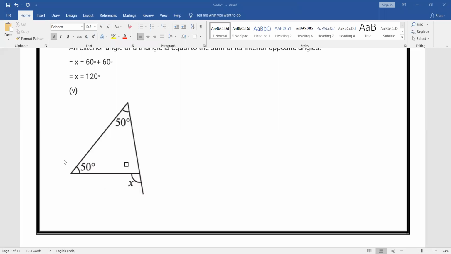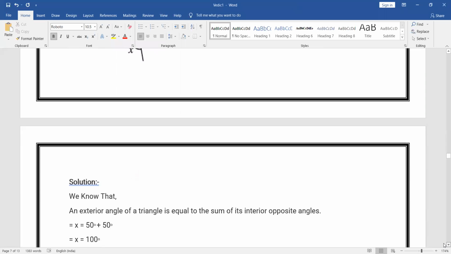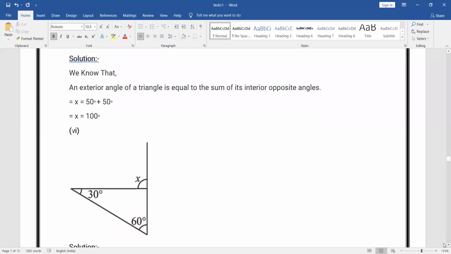Here also, you will get your answer that the value of x is equal to the sum of the opposite two angles. X की value क्या आएगी? It is equal to the sum of the opposite two angles.